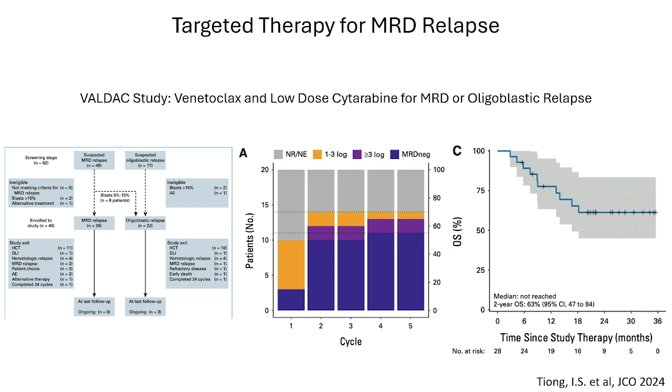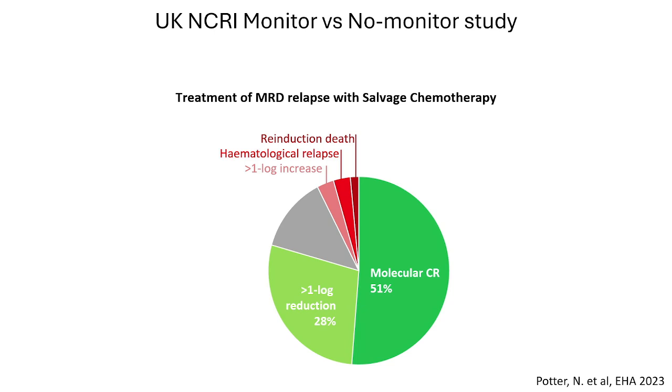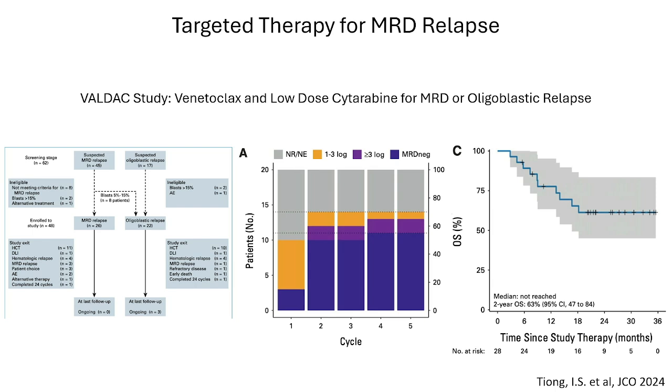And interestingly, similar to the FILO study experience, quite a number of patients started with MRD relapse, but before they could be treated, they had progressed to oligoblastic relapse, so they were still allowed to be treated. And remarkably, you can see that the response rates with this treatment, with over half of patients going MRD negative and overall about 75% of patients having some kind of response, are very similar to what we saw in our monitor study with intensive salvage chemotherapy approaches, but clearly with much less toxicity and being able to deliver this therapy as an outpatient.